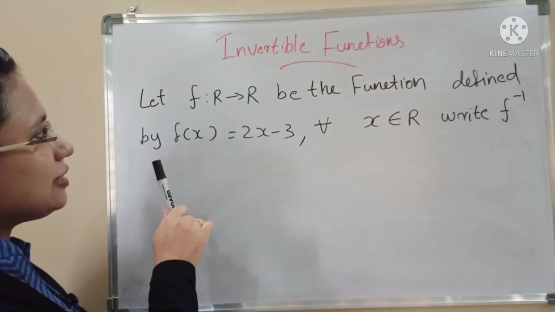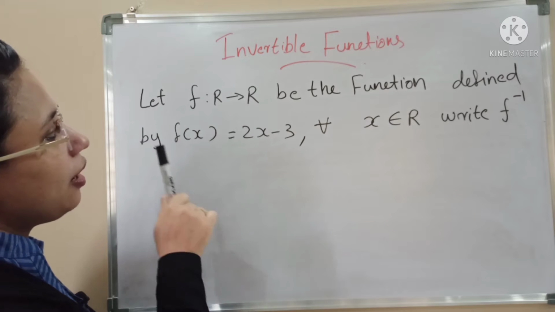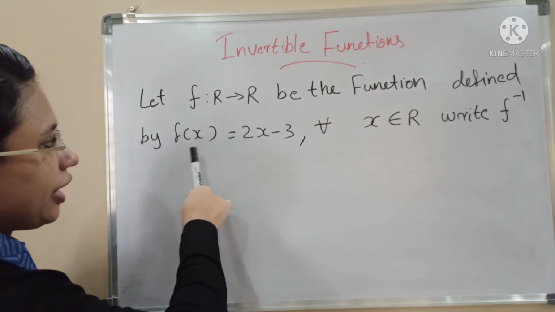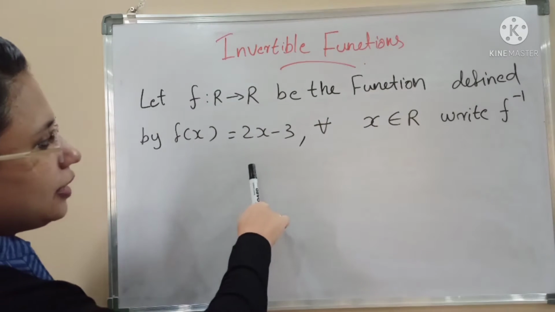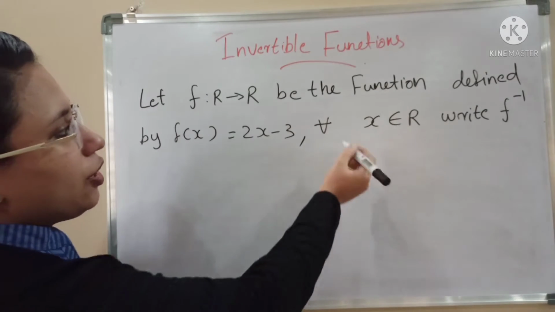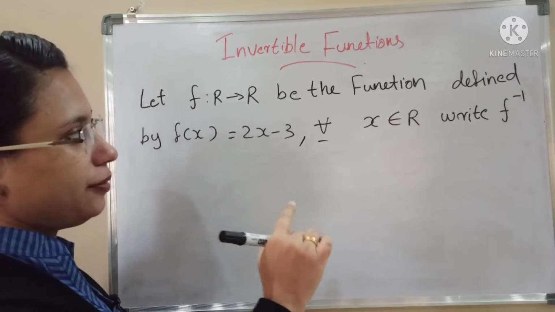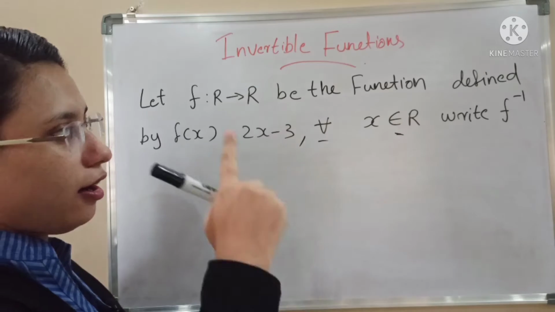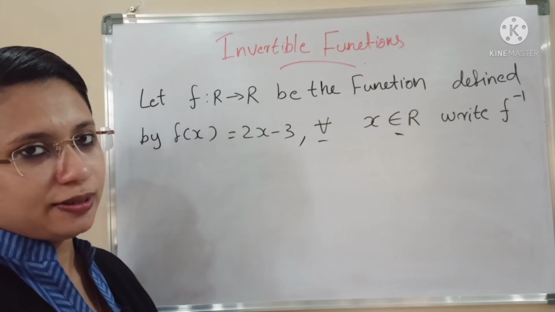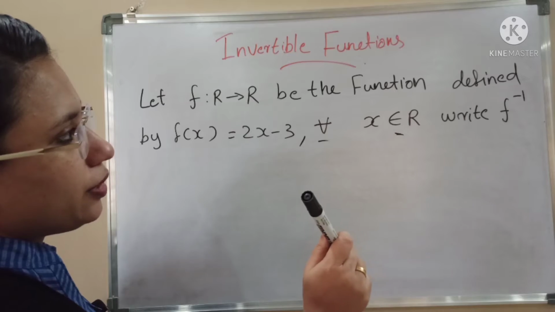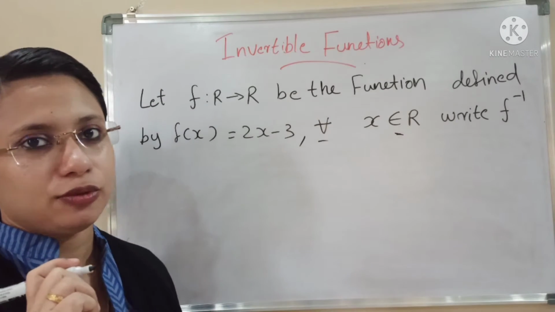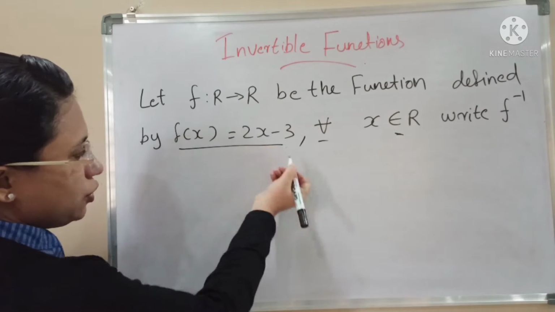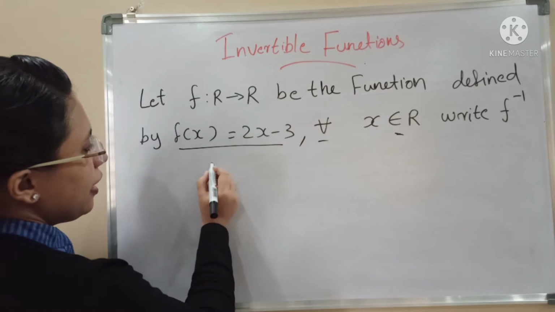Let f: R to R be the function defined by f of x equals 2x minus 3. What is this symbol? For every x, this symbol belongs to R. R is the real numbers. So we have to find f inverse. Just concentrate on the function given to us. So the function is f of x.